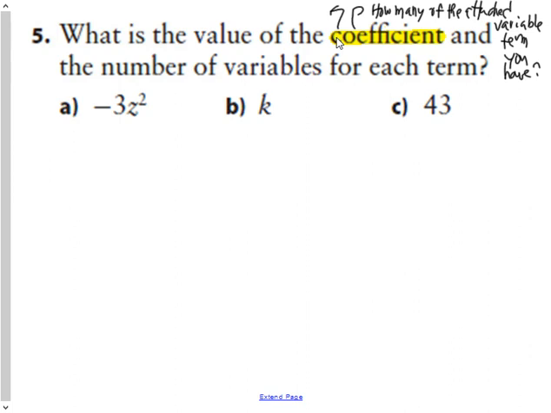And your last question, 43, what's the coefficient? Now, coefficients, in their definition, are how many of the attached variable term you have. Since there are no variables in C, just a constant term of 43, there is 0 coefficient because there is no multiplier to a variable. And how many variables are there? There are no variables. So 43 has no coefficient and no variables.